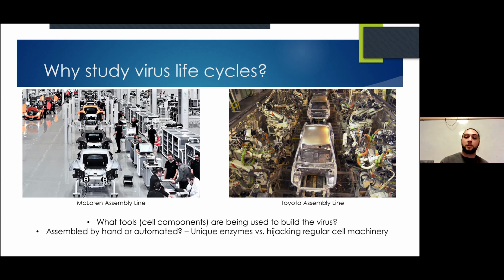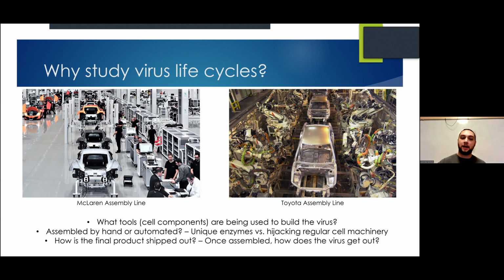And in the virus's case, do they require unique enzymes, or are they hijacking regular cell machinery that is capable of just doing this on its own? It's not like the virus is bringing in a unique enzyme with its own genetic material that is specialized for it. It's just using whatever's available. These are all important aspects, even how the virus is shipped out once it's assembled. Does it get out through blowing up the cell, or through simple budding, where the cells are still alive so they can make more?